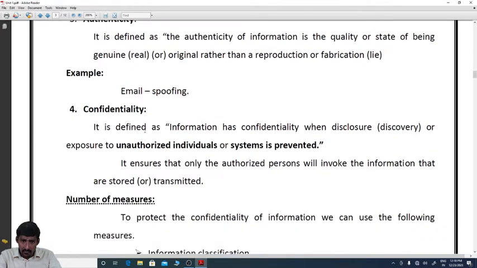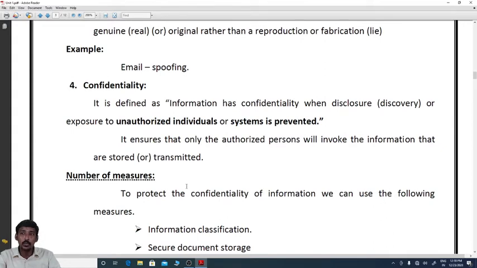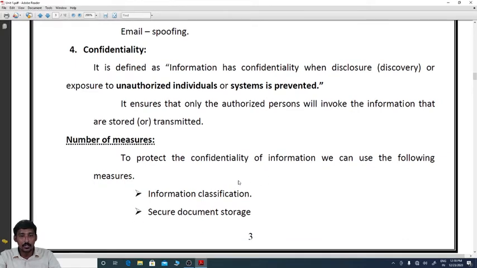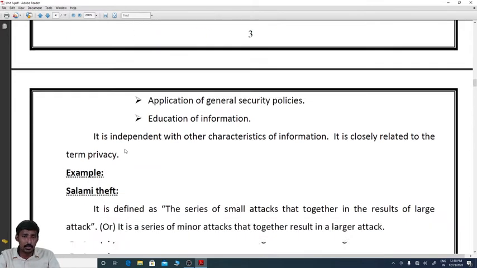Next one is confidentiality. Confidentiality is defined as preventing the disclosure, discovery or exposure of information to unauthorized individuals or systems. It means that the information cannot be accessed by unauthorized individuals, so that others cannot know the secure information in the outside world. There are different ways to measure confidentiality, based on classification, storage classification, policy, and the way you educate the employees. This is also a term related to privacy.